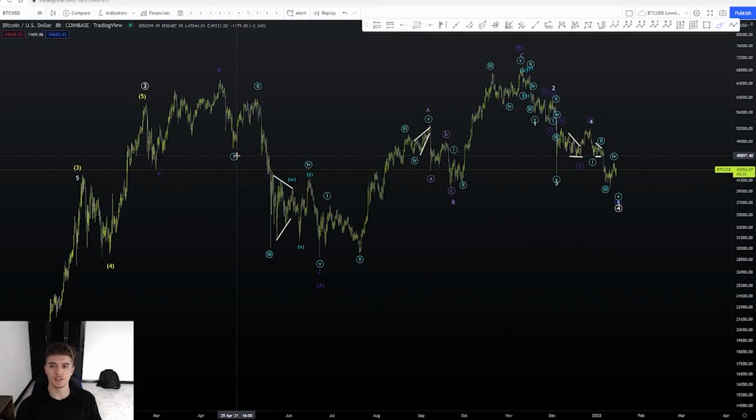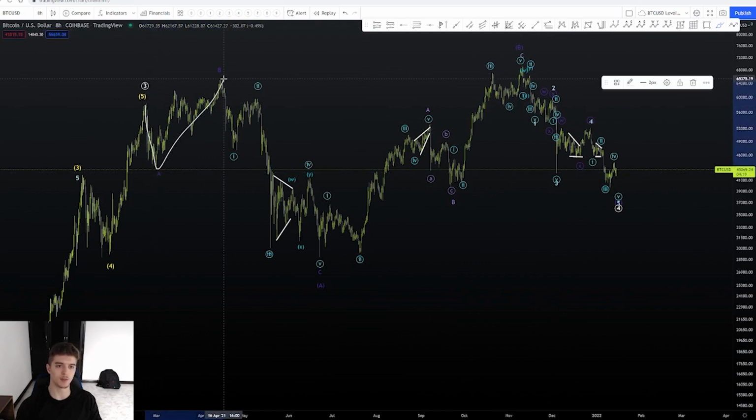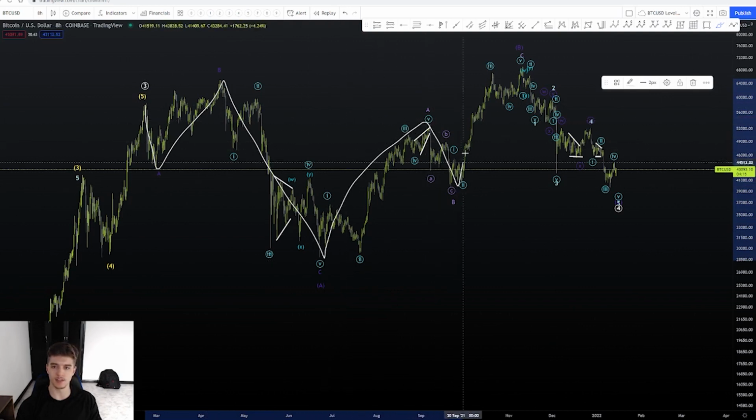And the count that I'm going to show you guys first is this running flat, or it could also be an expanded flat. But what I'm going with right now is the running flat. And that would start out with this wave A, which is in itself an expanded flat. So this would be a wave A, up for wave B, down for wave C. This wave B would be a zigzag for A, B, C. And then we're currently in this wave C.